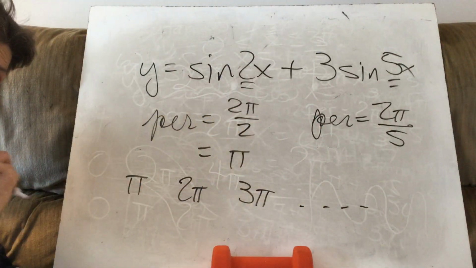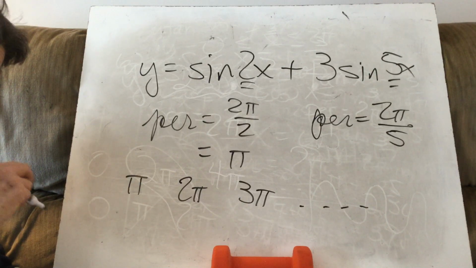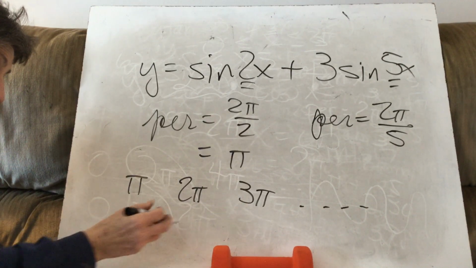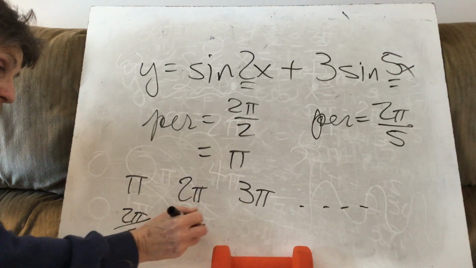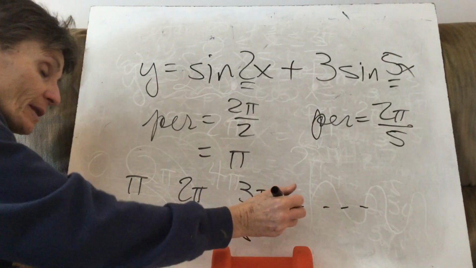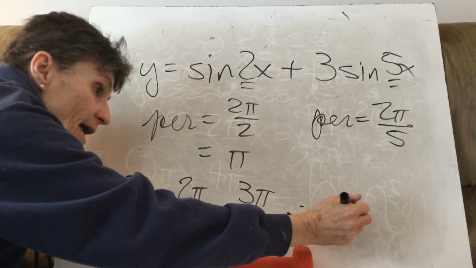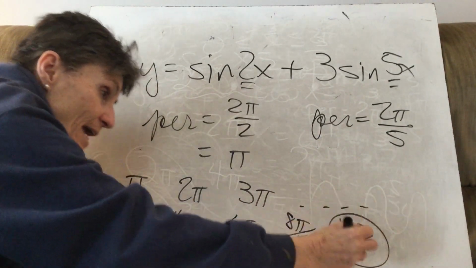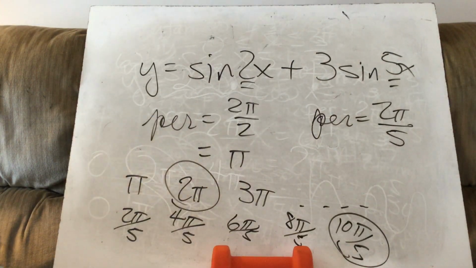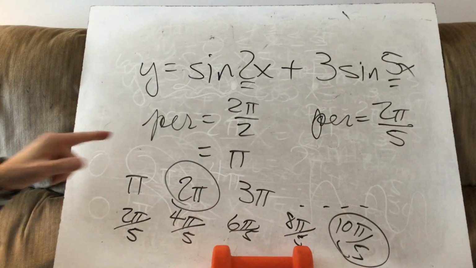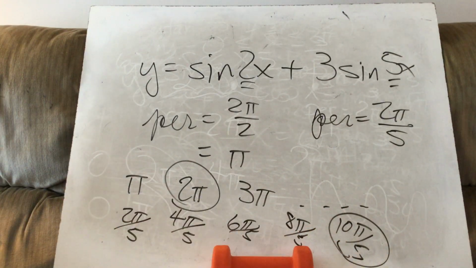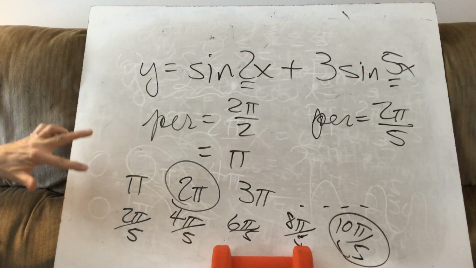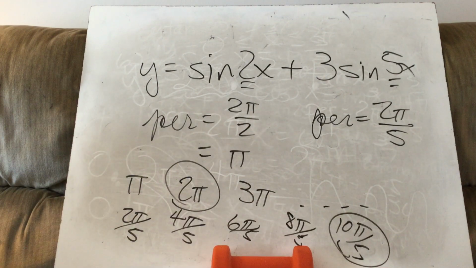This one starts over every 2 pi over 5. So it starts over at 2/5, 4/5, 6/5, 8/5, 10/5. I'm going to stop there because what's 10/5? 2 pi. So they are both starting over at 2 pi. So the period of the whole problem is 2 pi. It's the first one of these they both have in common.